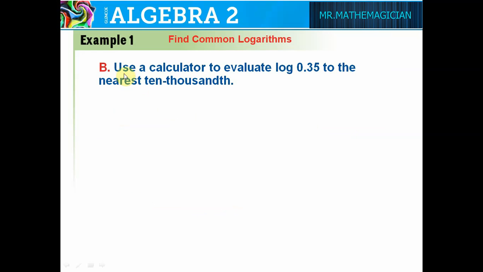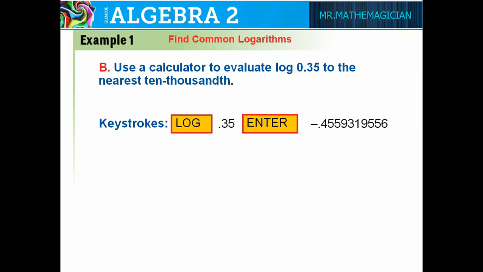Another example. Use a calculator to evaluate log 0.35 to the nearest 10,000th. The same, just use your calculator to find it. Press log 0.35. Press enter or equals according to your calculator. It will give you this number. So the answer will be about negative 0.4559.